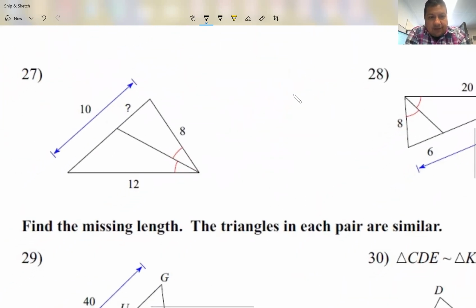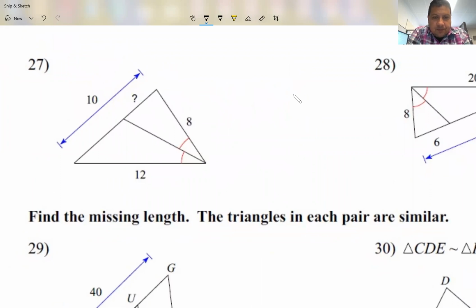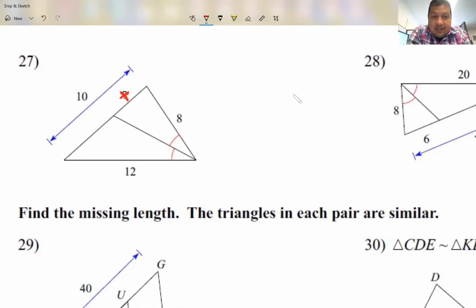Let me take a look at number 27. X is part of my small triangle, which is good. I can solve for X. The only bad thing is that I need the other small part of my triangles. This little part, let me call it 10 minus X. Let me emphasize this is X. I'm calling it 10 minus X because notice how in blue, the whole thing is 10. A little part was X.